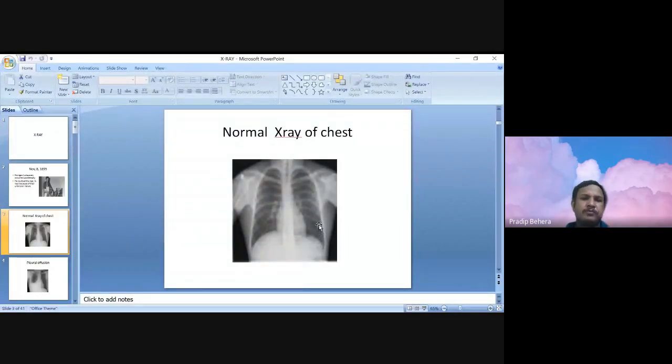In AP view, that means anterior to posterior, the ray comes from the anterior side and the plate is put on the posterior side. The X-ray plate is in a cartridge box or plate holder, which is kept posterior to the patient, and the X-ray machine, the source of the beam, is from the anterior side. So in this view, the spine becomes more prominent.